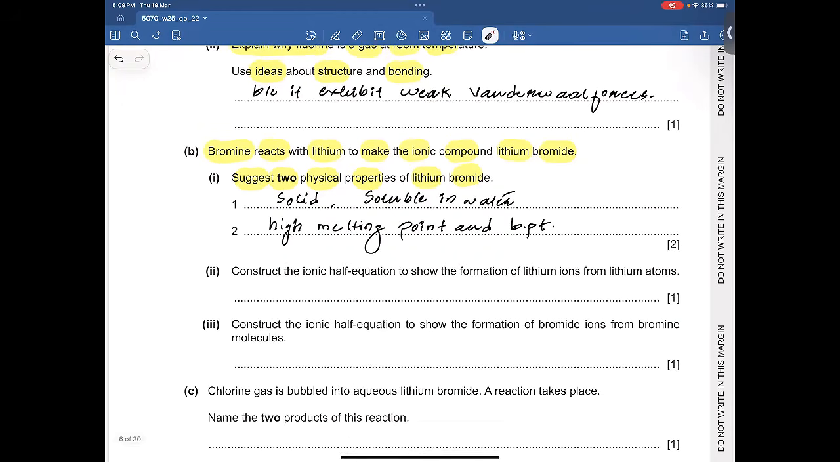Okay. Construct an ionic equation to show the formation of lithium ions from a lithium atom. So this is a lithium atom. Lithium belongs to group 1 of the periodic table, which is why it loses one electron from its valence shell and will turn into a lithium ion, and an electron, or you can write one electron. Okay.